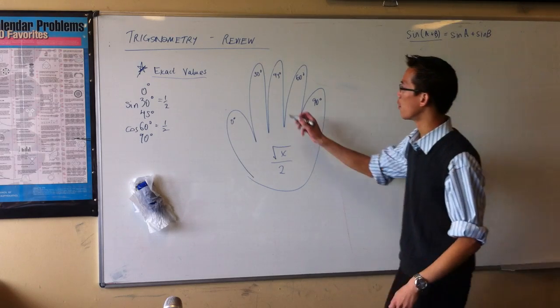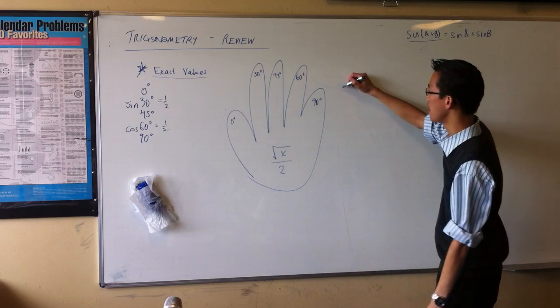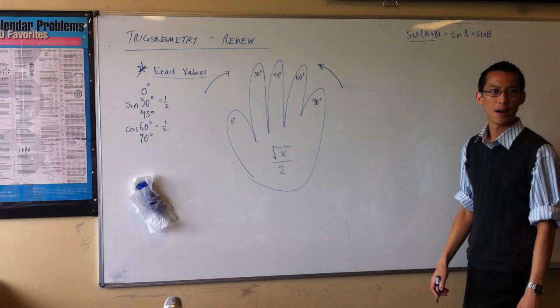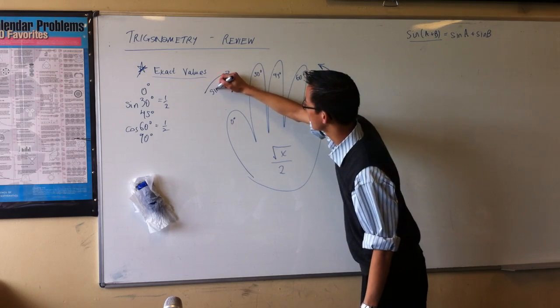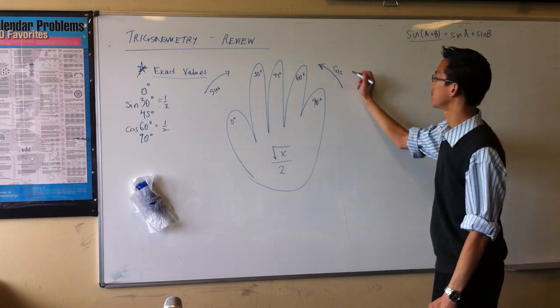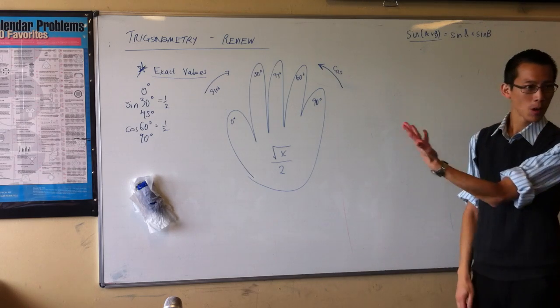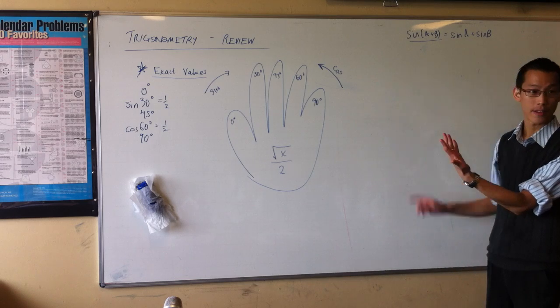I forgot one more thing. On here, I want you to draw 2 arrows, one coming from the right and one coming from the left. The left one should say sine, and the right one should say cos. Alright, now, here we go. If I want to work out the sine or cosine of any of these exact values, here's what you do.